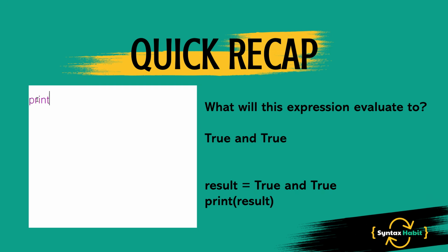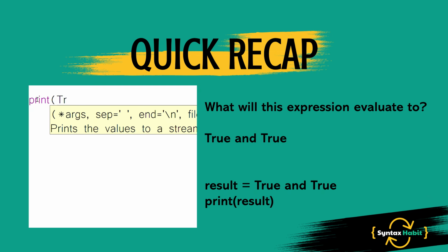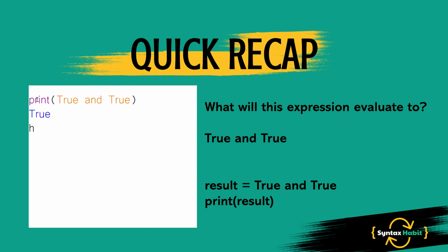We were learning about logical operators and we used them to create expressions using Boolean values. For example, we have true and true. What will this expression evaluate to? That's right, true, because both values are true. And with the AND operator, both values need to be true for the result to be true.